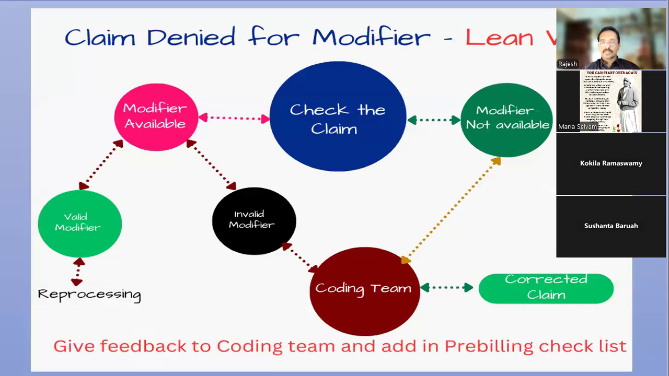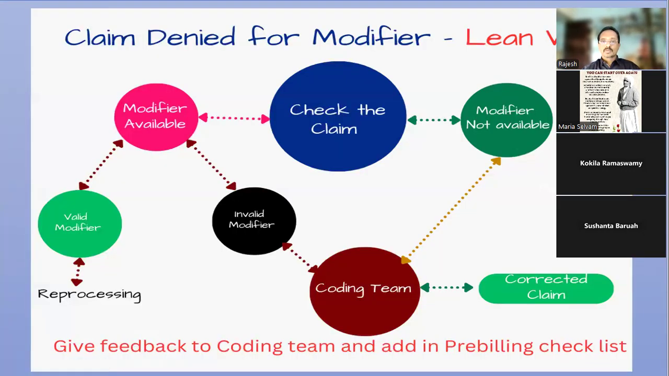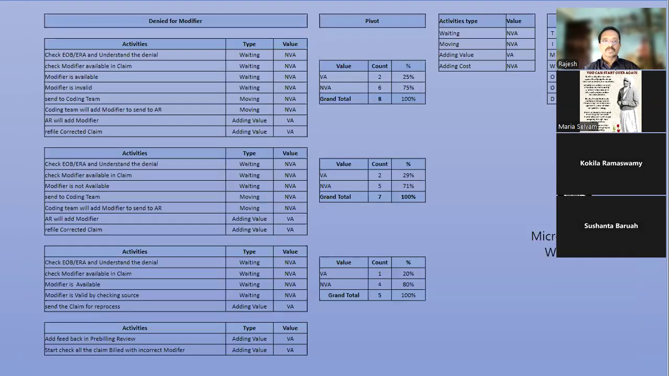So the lean way: how can we introduce lean here? For example, in the same process, when it has come back to your coding team and the coding team is giving a corrected claim, here only we are going to bring in our lean methodology. What do you need to do? Give feedback to the coding team and get the details. Because if your coders are doing the coding, how can they miss a modifier or enter invalid modifiers? So you have to give feedback to your coding team and add that into the pre-billing checklist. We saw how the pre-billing checklist works. You can add that so that your denials can be reduced going forward.